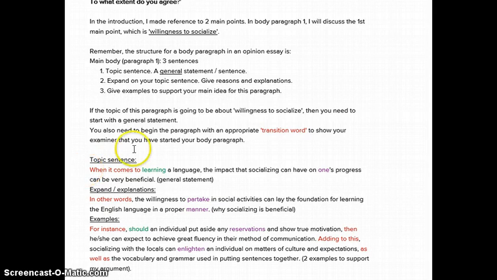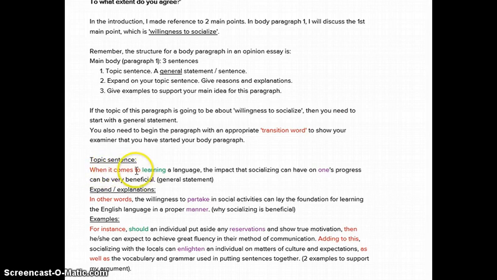Topic sentence. So remember, we're going to be talking about willingness to socialize and how this can help somebody to learn English in an English-speaking country. When it comes to learning a language, the impact that socializing can have on one's progress can be very beneficial. So I've started my sentence with a transition word. If you want to add something different, you can say regarding, or you can use a different transition word there just to start and introduce your main idea.